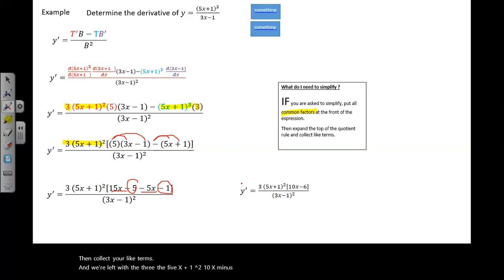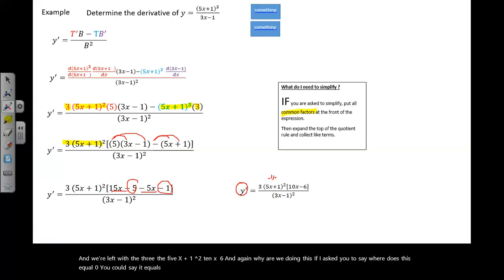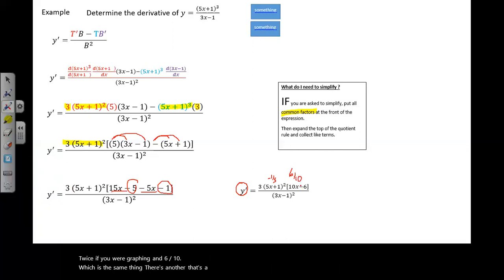And again, why are we doing this? If I asked you to say, where does this equal 0? You could say it equals 0 at negative 1 over 5, twice if you were graphing, and 6 over 10, which is the same thing. Oh, there's another, that's a 3 over 5.